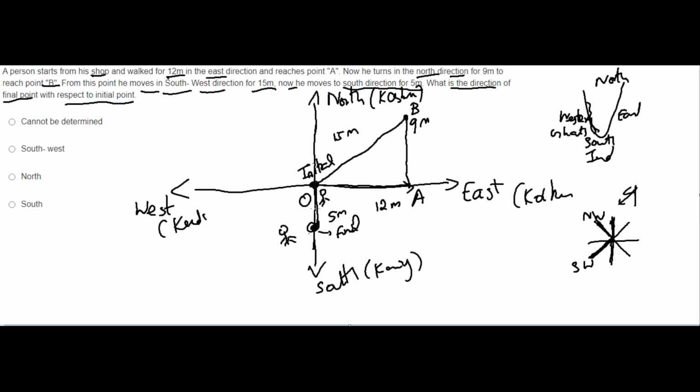So what is this direction? It is in the downside, right? So automatically this direction is the south direction. A simple thing: you have to give the south direction as the answer.